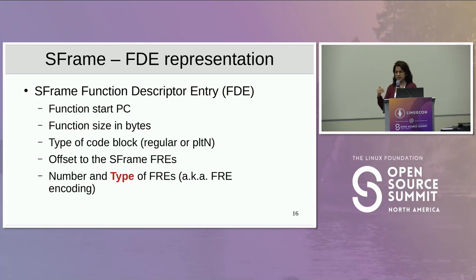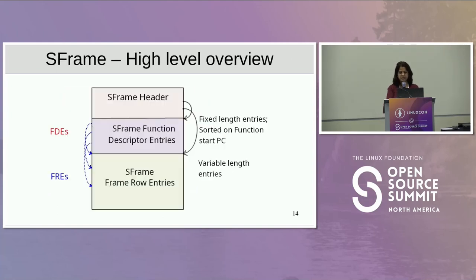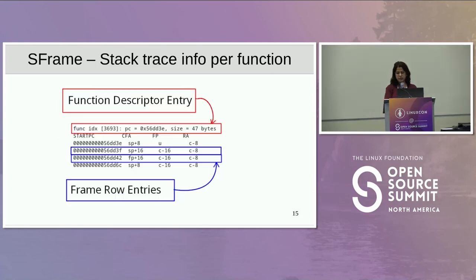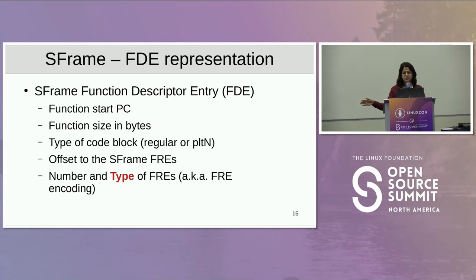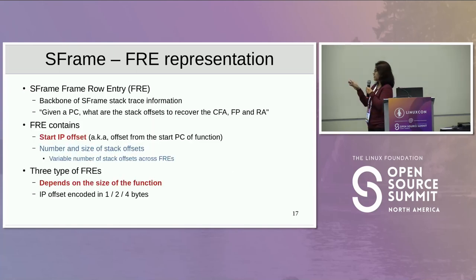Then there is an offset to FRE. So remember this diagram here. FREs for that function appear later in that section at a specific offset. So the FDE tells you what that offset is so that you can easily go retrieve them. The last thing is the number and type of FREs, and we will talk about the type of FREs right now.